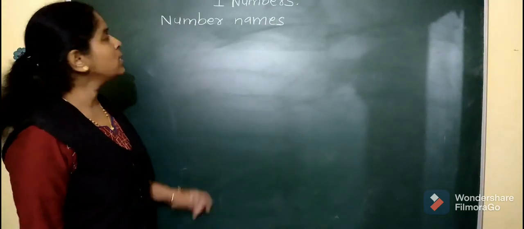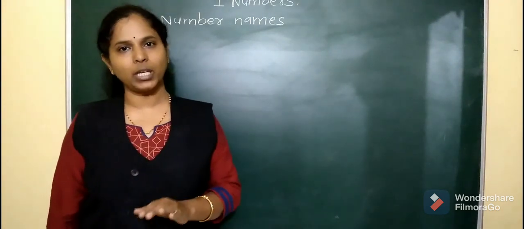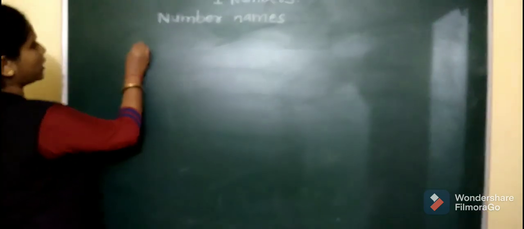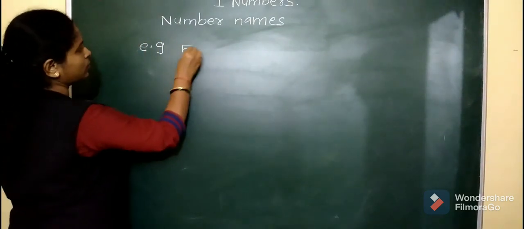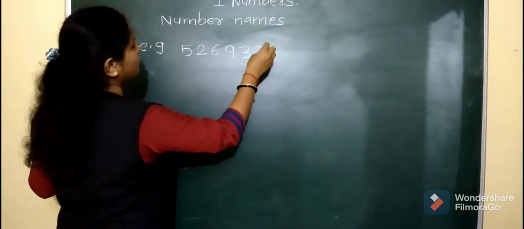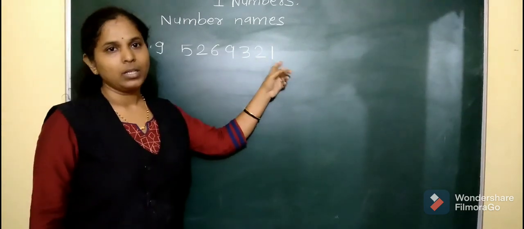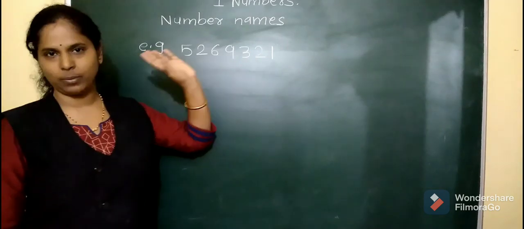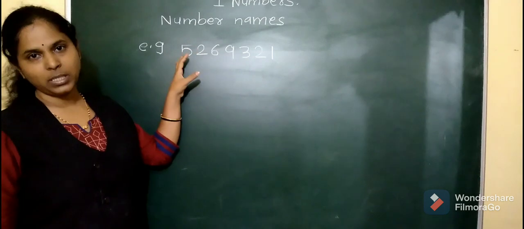Our next topic is number names. Number names means how to write the name of the given number in words. See here, for example, one number I will write. Okay, this number I have written. How many digits does this number have? 1, 2, 3, 4, 5, 6, 7. This is a 7-digit number. And we have to write the name of this number.